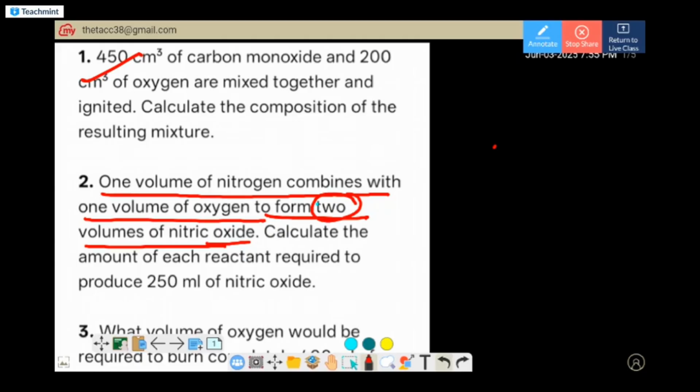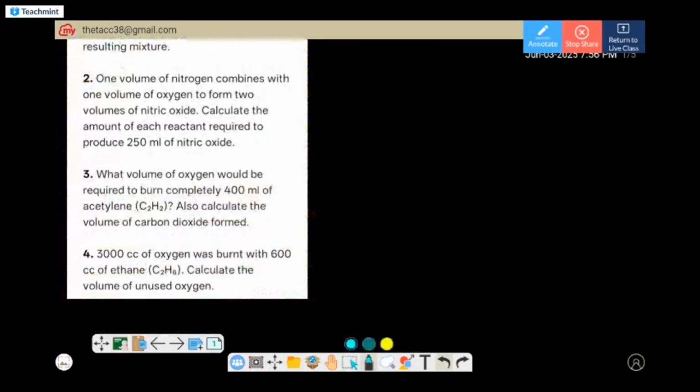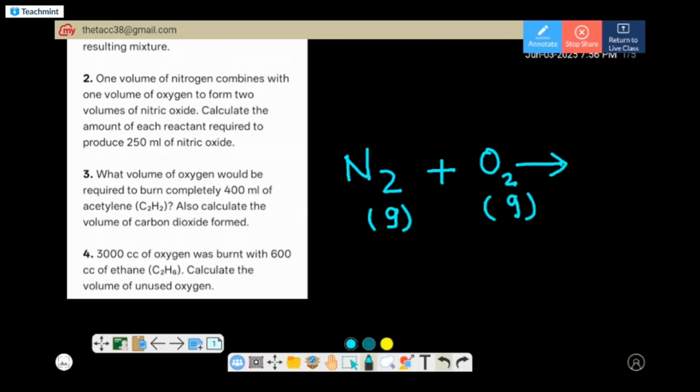Now first let's understand what information is given to us. We should first write the equation for that. I have given you many equations yesterday. So nitrogen is written as N2. It's a gas, it combines with oxygen, so you should write O2. And when they combine, they form nitric oxide, which is NO. But of course, you need to balance it. Put 2 in front of NO. Correct. Now it is balanced.